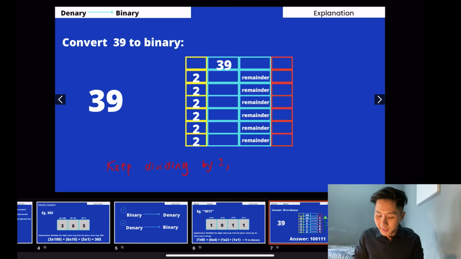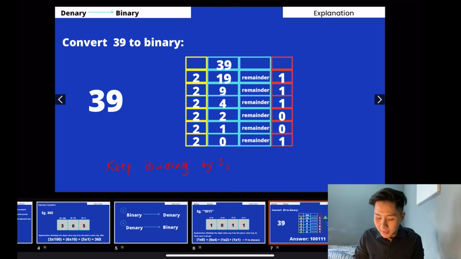So for instance, 39 divided by 2, we get 19 as the quotient and 1 as the remainder. If we continue to do this, 19 divided by 2, we get 9, remainder of 1; 4, remainder of 1; 2, remainder of 0; 1, remainder of 0; and last but not least, 1 divided by 2, we get 0 as the quotient and 1 as the remainder.